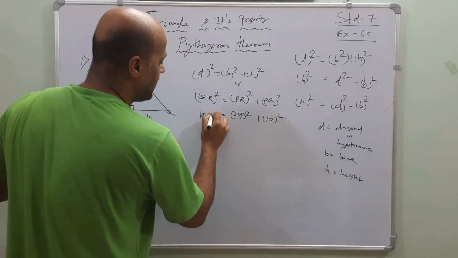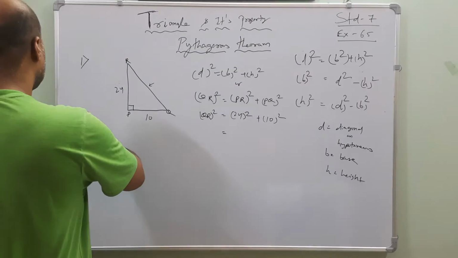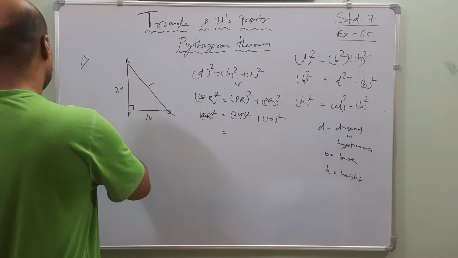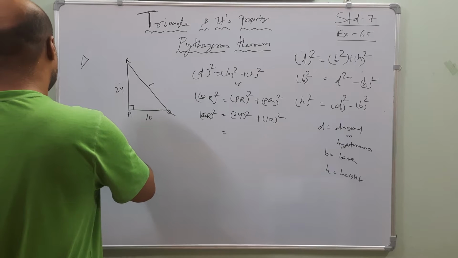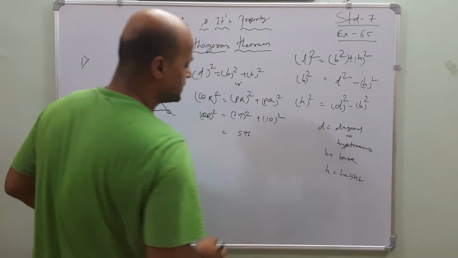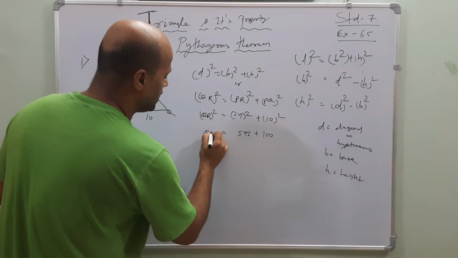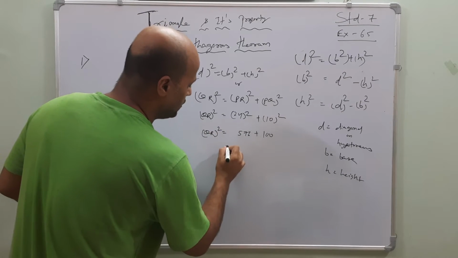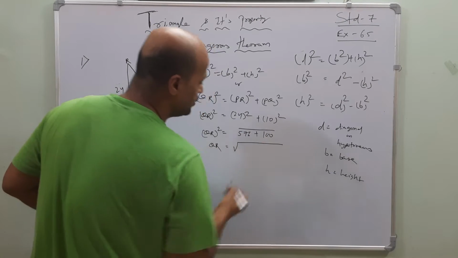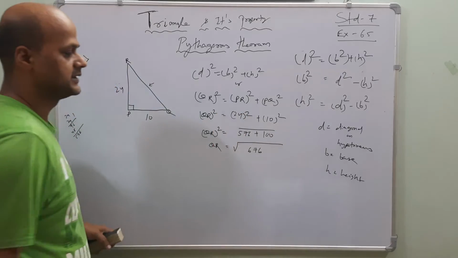Now QR will remain as it is, my dear friend. So how much will it come to? 24 square is 576, plus 10 square is 100. You have to add these two, but here you have to write QR square. Now QR is equal to the square root of these two numbers added, which is 676. Understood, my dear friends?